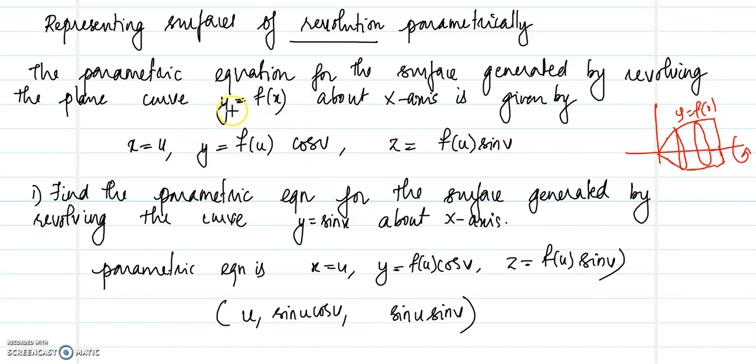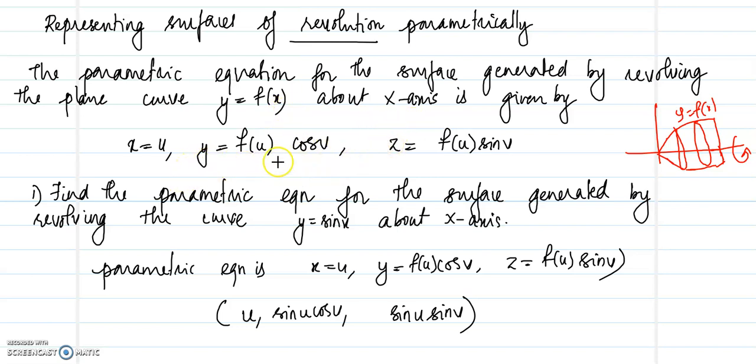Now let us see how to represent this surface as a parametric surface. So here we have y equal to f of x, and it is revolved about the x-axis. Now if this is the case, then the parameterization of the surface will be given by x equal to u, and y will be given by f of u cos v, and the parameterization for z will be f of u sin v. So this is the parametric equation for the surface generated by revolving the plane curve y equal to f of x about the x-axis.